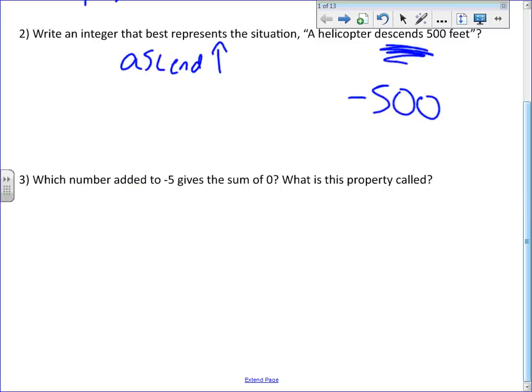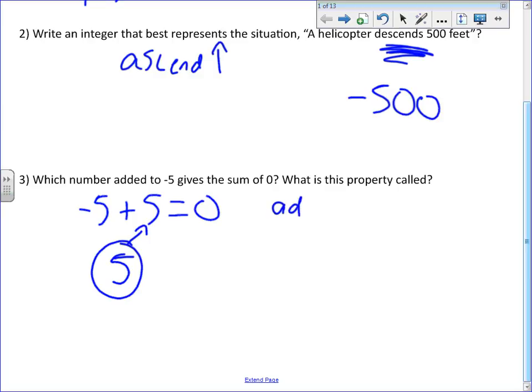Number 3, which number added to -5 gives the sum of 0? Well, we know that any number plus its opposite gives you 0. So -5 plus 5 equals 0. So the answer is 5. That's the number that you add to -5 to give 0. And this is called the additive inverse. Any number plus its opposite gives you a sum of 0.